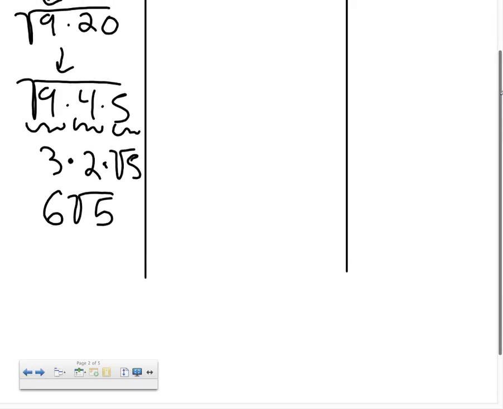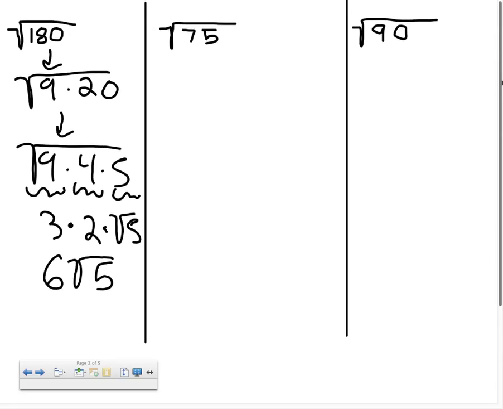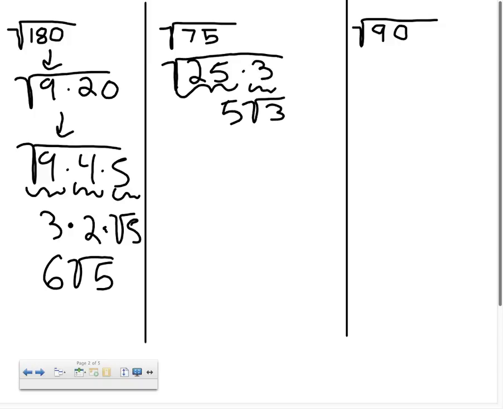If we go to the next one here, root 75. Okay, I'm thinking here, root 75. 75, well, 25 and 3, that works. So 25 times 3. 3 I can't do, that's going to be square root of 3. But the square root of 25, well, that's just 5. So that'd be my simplified form there.